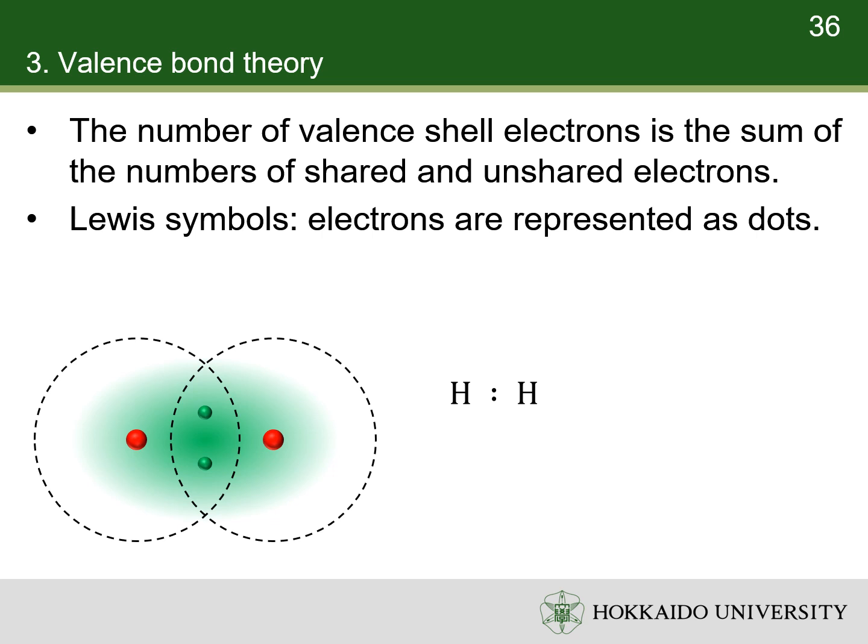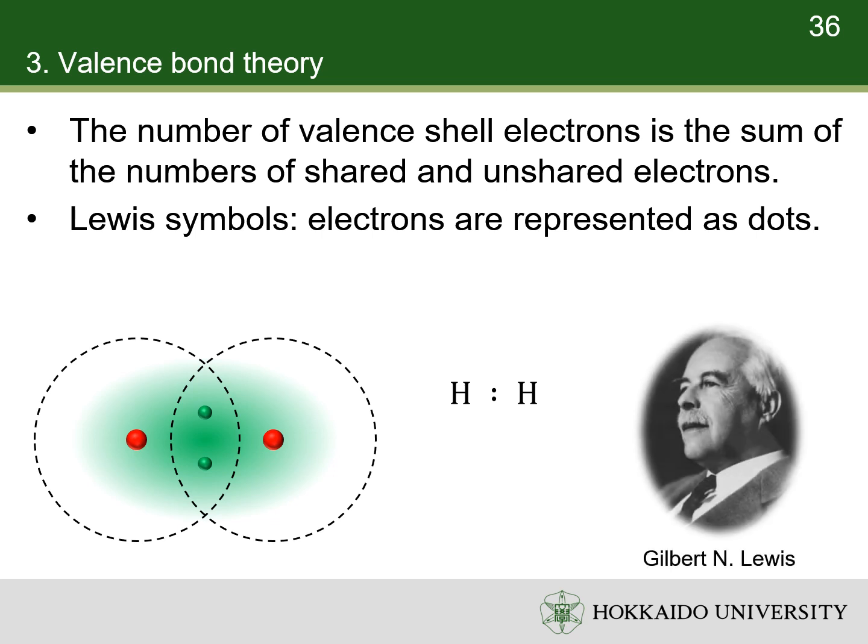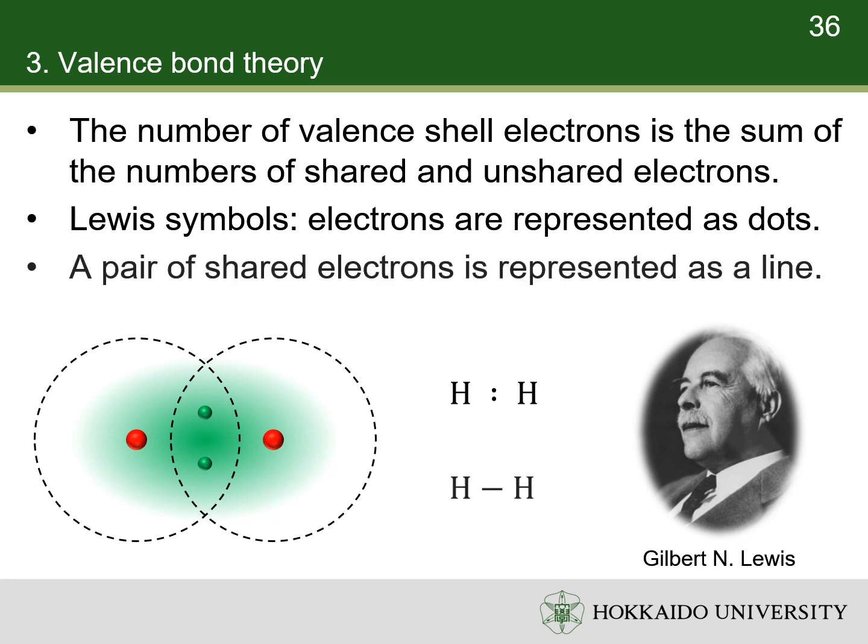The valence electrons can be represented using dots. Gilbert and Lewis extended the concept of the electron dot diagram by using line between atoms to represent a shared pair.